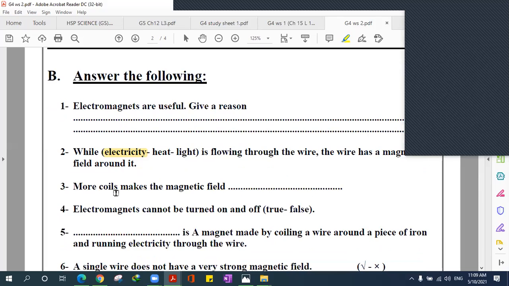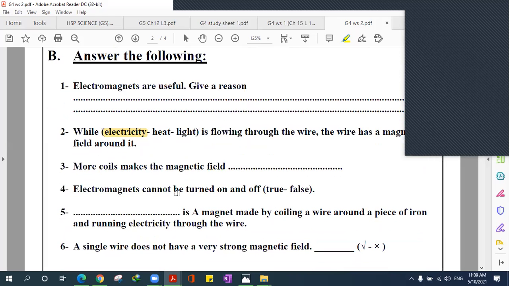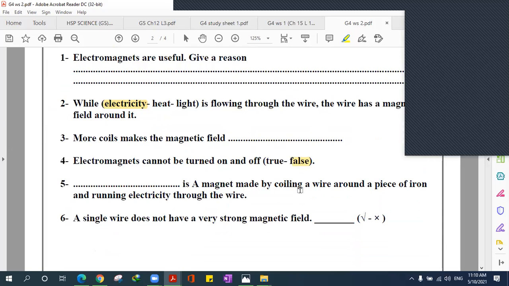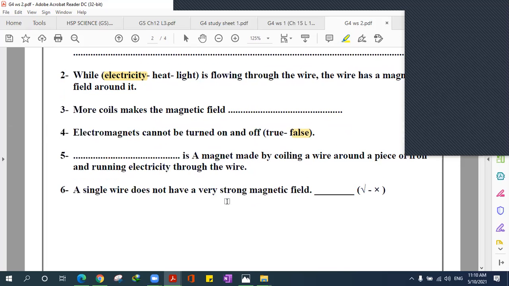More coils makes the magnetic field stronger or weaker? Stronger. As we add more coils, they will be stronger. Yes. Electromagnets cannot be turned on and off. False, because electromagnets can be controlled. Yes, well done. A magnet made by coiling a wire around a piece of iron and running electricity through the wire is an electromagnet. Yes, well done.